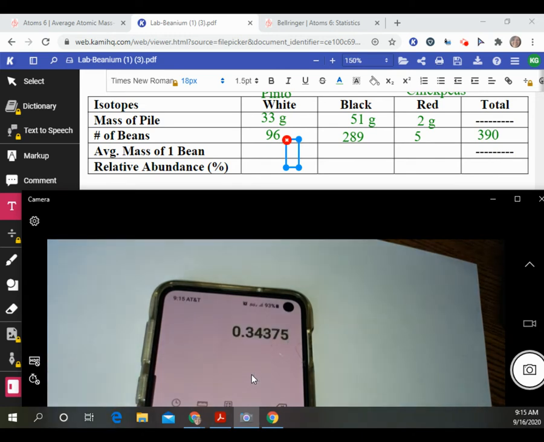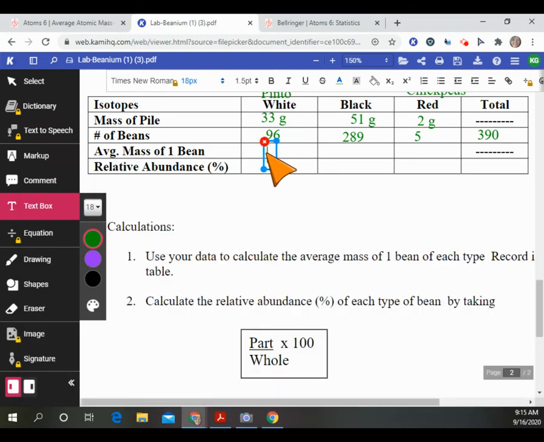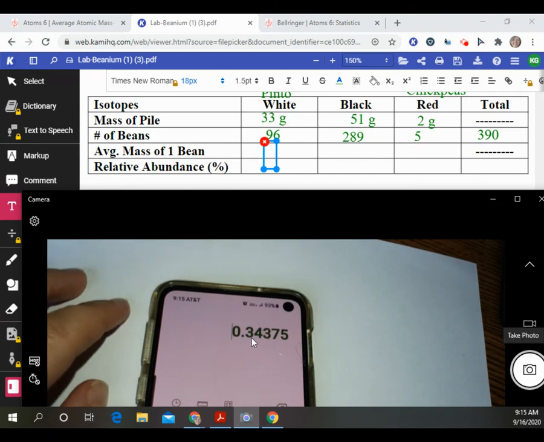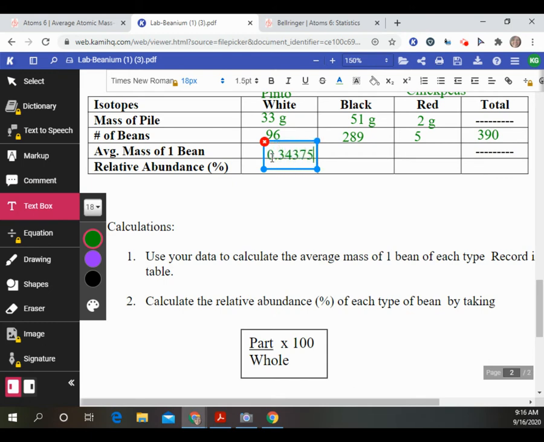So the average mass is, here is an example of significant figures. You have a mass that's just 2 significant digits. You have a count that's just 2 significant digits. But then in your answer here for the average mass of one bean, you have 5. So I would encourage you to keep as many significant digits as you can until your final math operations. So your answer here is 0.34375. It doesn't really hurt you to type more numbers.